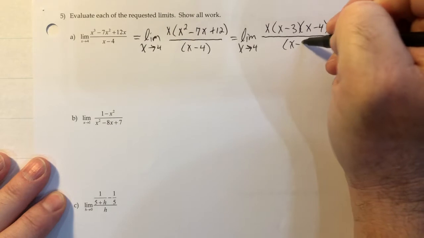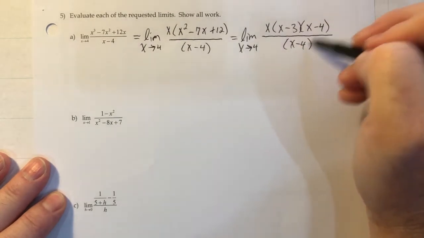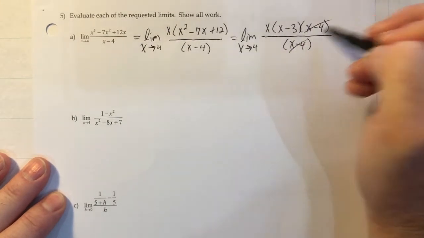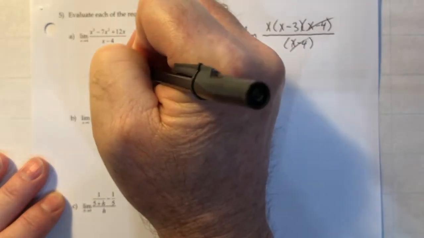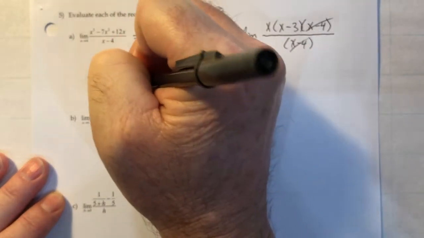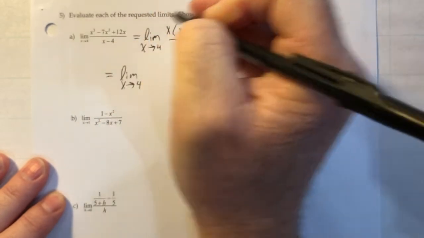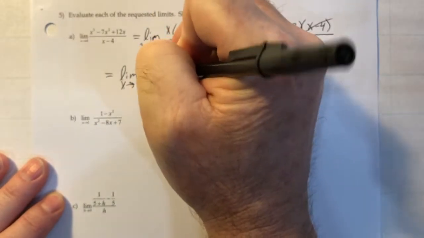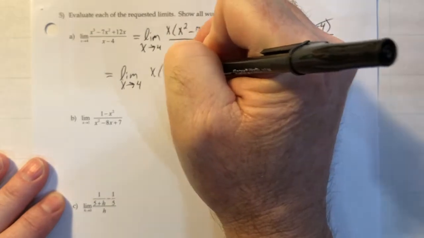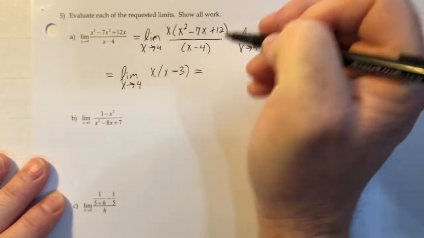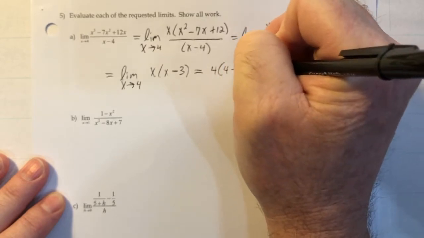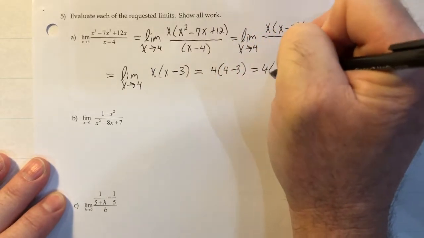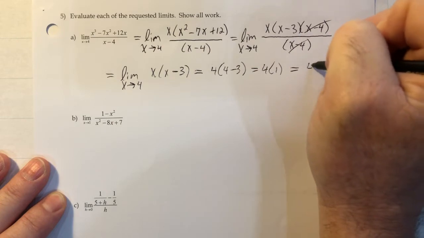And then we have the x minus 4 on the bottom, and that's what we were hoping for, that we could get that factor to cancel so that we could then plug in. So now we have just the limit as x approaches 4 of x times x minus 3. So plugging in, we get 4 times 4 minus 3, which is 4 times 1, or just 4.